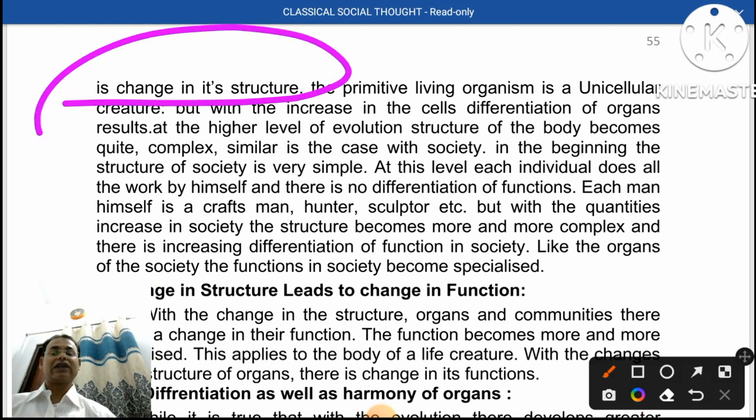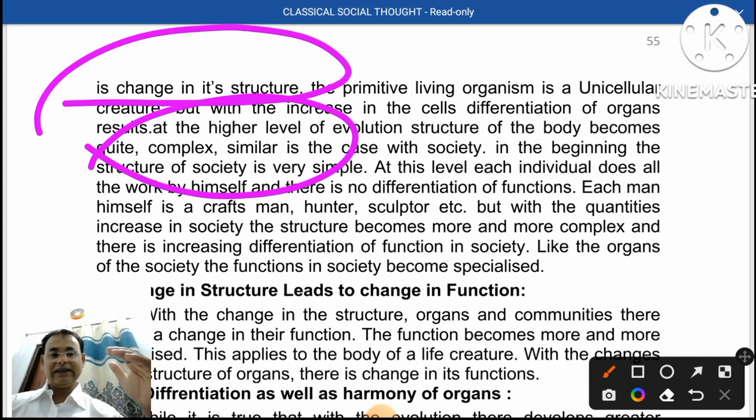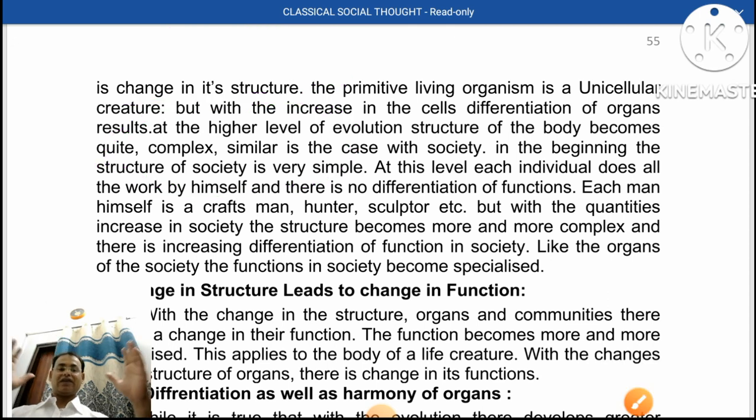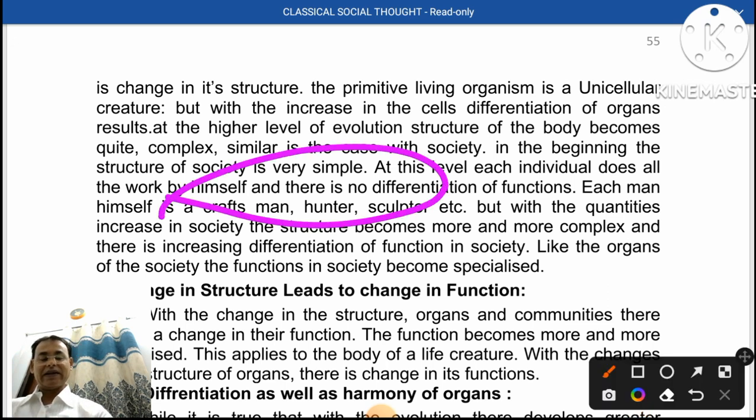The primitive living organism is a unicellular creature, but with the increase in the cells, differentiation of organs results at the higher level of evolution. The structure of the body becomes quite complex. Similar is the case of society. In the beginning, the structure of society is very simple. At that level, each individual does all the work by himself, and there is no differentiation of function. Each man himself is a craftsman, a hunter, a sculptor, etc.